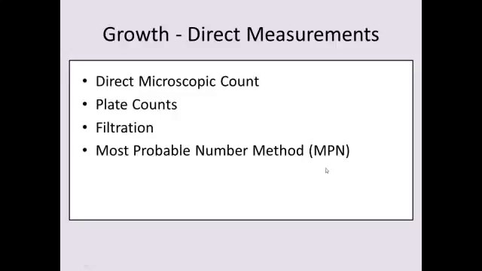Now you're probably wondering, how in the world do we figure out the numbers of bacteria, let alone which ones are alive and which ones aren't? So we're going to talk about how we measure bacteria, how we measure the numbers. They're way too small just to eyeball. So let's start with direct measurements. We're going to talk about direct microscopic count, plate counts, filtration, and most probable number method.